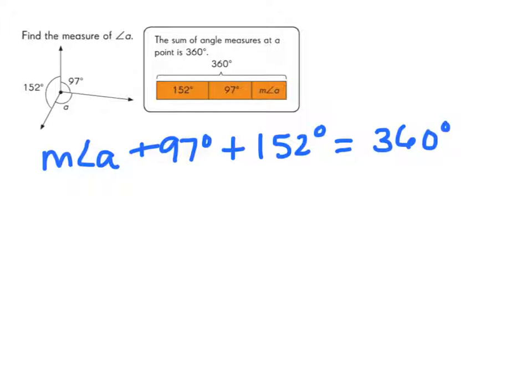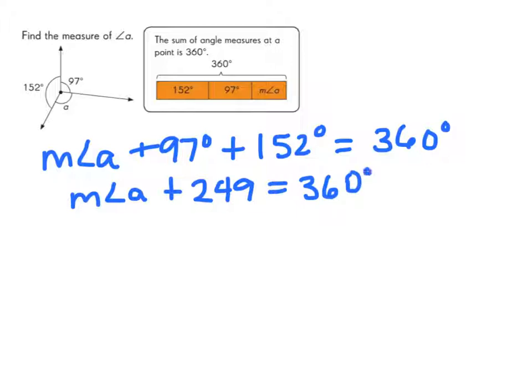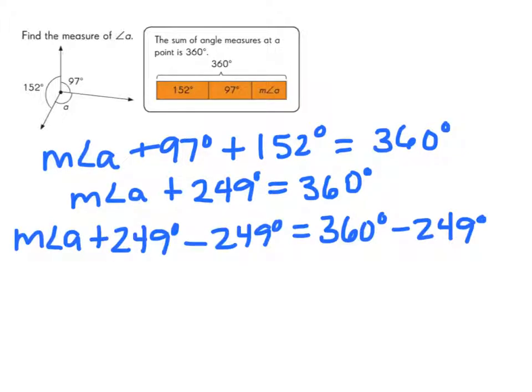Now we use our knowledge of algebra to solve. The measure of angle A plus 249 equals 360 degrees. Now we subtract 249 from each side, and we solve. The measure of angle A is equal to 111 degrees.